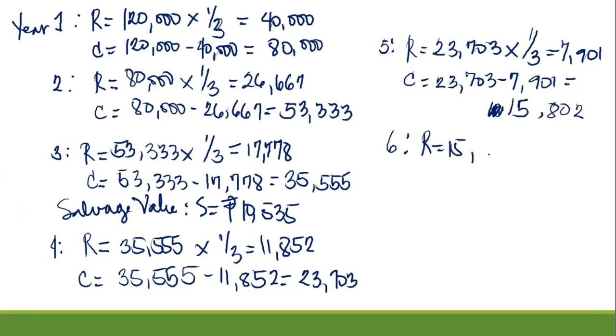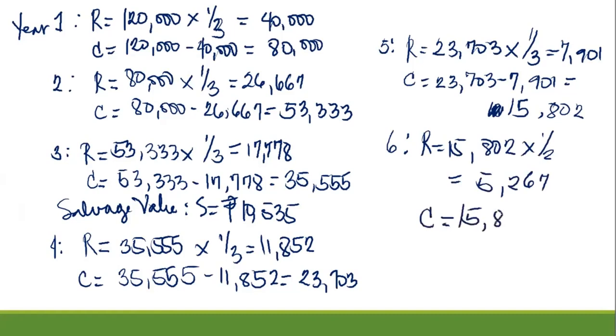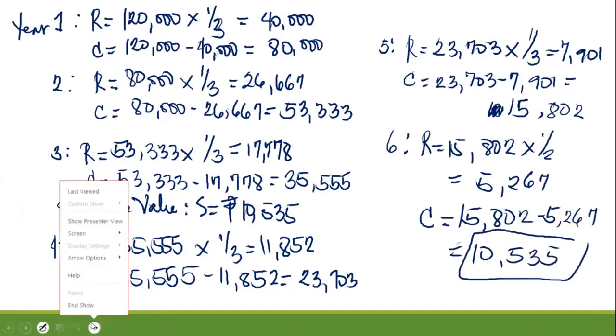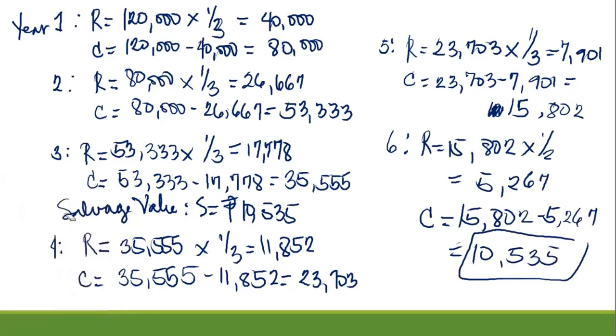Okay? And sa final year niya, yung machine o yung asset, 15,802 times rate of depreciation equals to 5,267. And then, kunin lang natin yung difference. So, this is now equal to 10,535. Alright? Ayan. So, sorry. Kaya yung salvage value niya ay, mali pala yun. Nauna naman na siya. Okay.